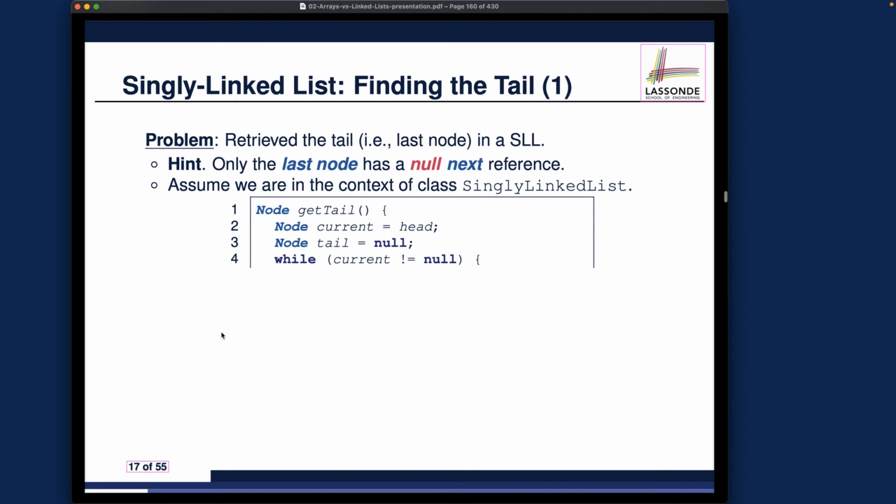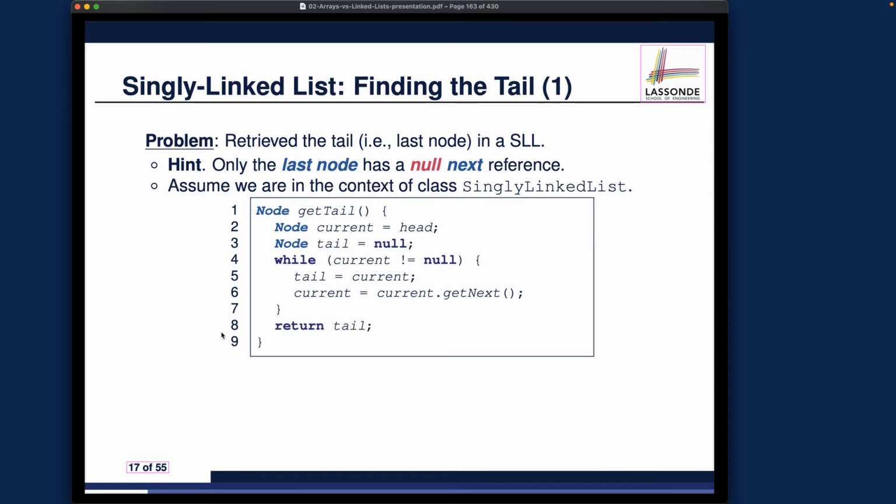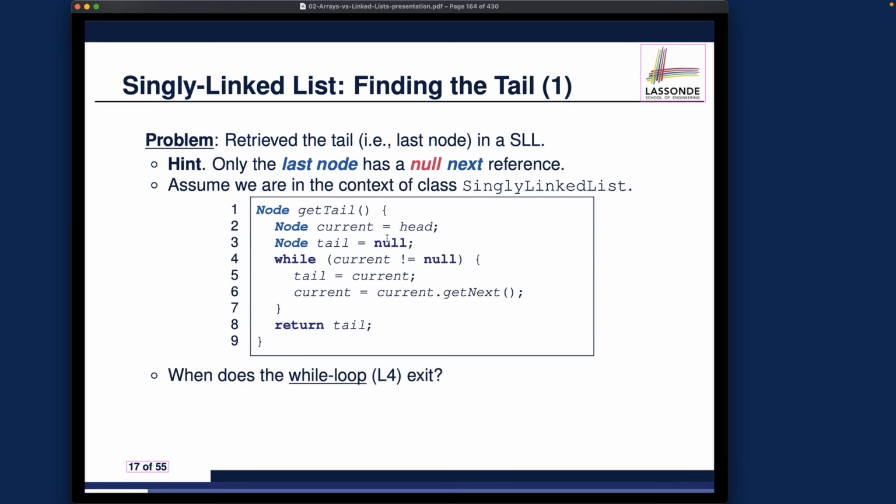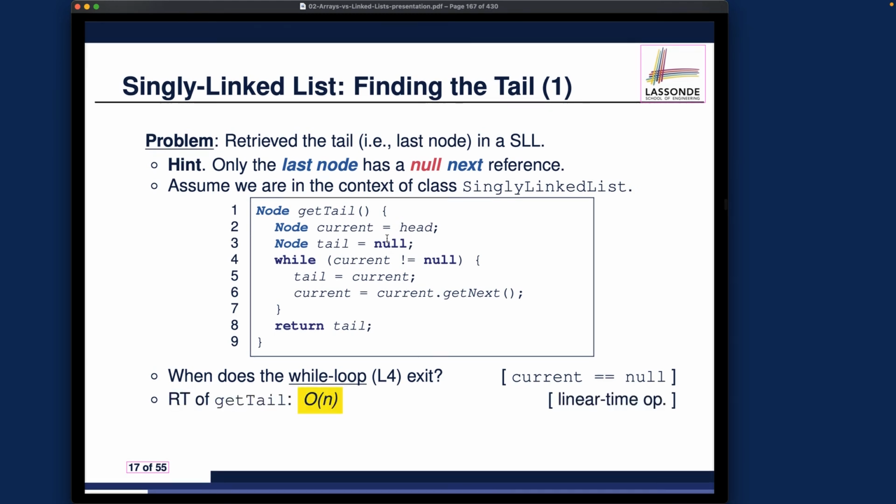So that's the code that we just went over. You want to make sure you really understand the difference and similarity. Compare this with the getSize method, and the same question applies here about when the loop will exit and what the running time is. Well, as we discussed, it should be linear time.